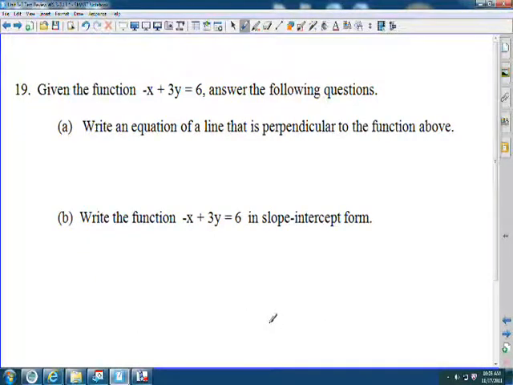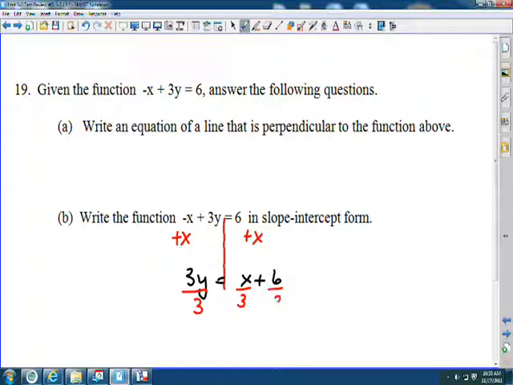Number 19. It says, write an equation of a line that is perpendicular to the function above. Well, I can't do anything yet till this is in y equals form. And actually, I wish these were switched up because it says write the function this in slope-intercept form. So let's do this first. Let's do b first. You need to add x to each side. I get 3y equals x plus 6. I'm going to divide by 3. And I get y equals 1/3 x plus 2. There's my equation.